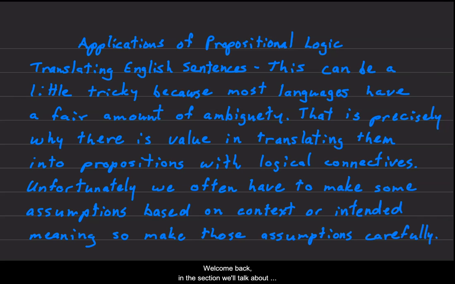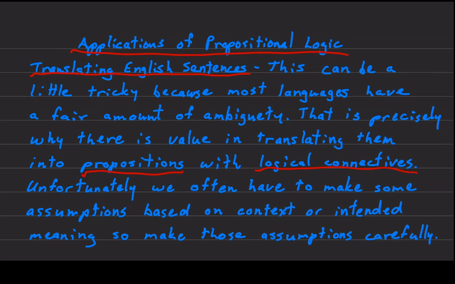Welcome back. In this section, we'll talk about applications of propositional logic. To start with, we'll talk about translating English sentences, and this can be a little bit tricky because most languages have a fair amount of ambiguity. And this is precisely why there is value in translating them into propositions with logical connectives. Unfortunately, we often have to make some assumptions based on context or intended meaning, so make those assumptions carefully.